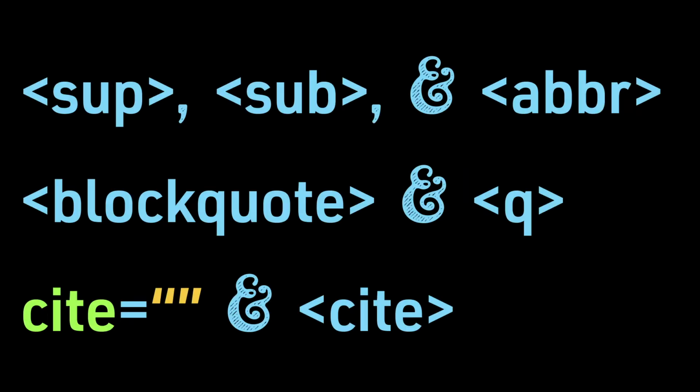The Daily Code Snippet: superscript, subscript, abbreviation, blockquote, quote, cite attribute, and cite element.